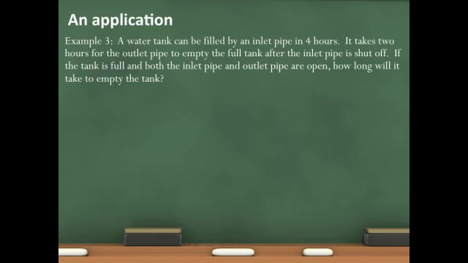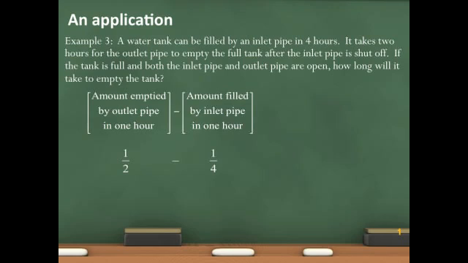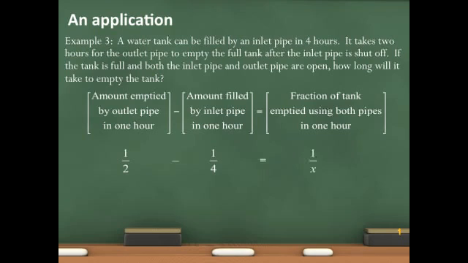The outlet pipe will empty a full tank in 2 hours. The amount emptied by the outlet pipe in 1 hour is 1/2 of the tank. The inlet pipe is filling the tank and will take 4 hours to fill an empty tank. In 1 hour, the inlet pipe will fill 1/4 of the tank. The amount of the tank emptied by the outlet pipe in 1 hour minus the amount of the tank filled by the inlet pipe in 1 hour is equivalent to the amount of the tank emptied using both pipes in 1 hour. Let x equal the time that it takes to empty a full tank when both pipes are open.